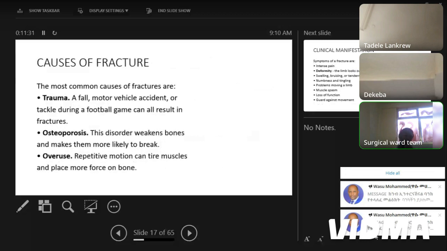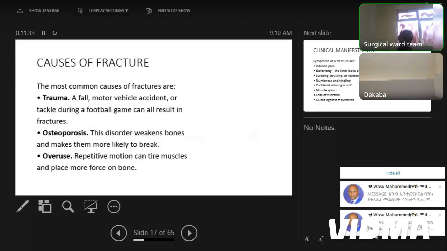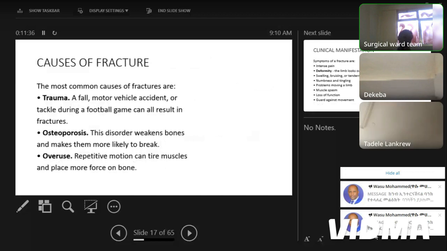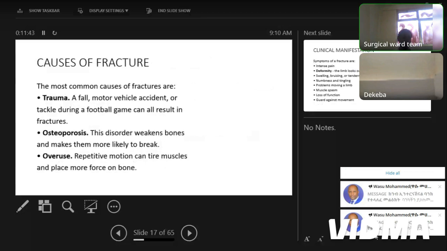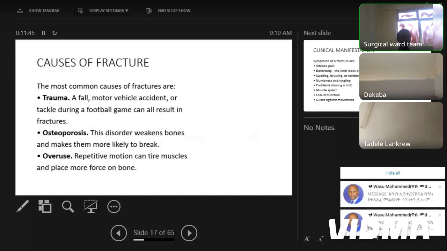We will talk about the terminology of fractures. When it comes to the causes of fracture, we may categorize them into three. The first one is trauma, the second one is osteoporosis, and the other is overuse. Trauma may be due to a fall, a motor bicycle accident, or tackling during a football game, all of which can result in fractures.